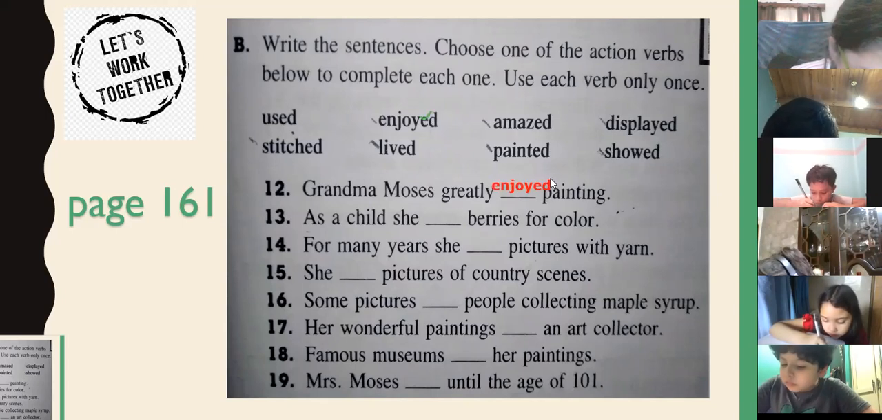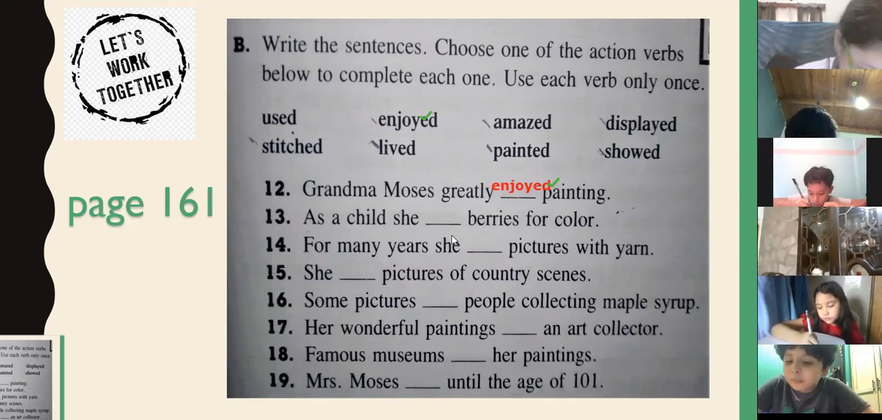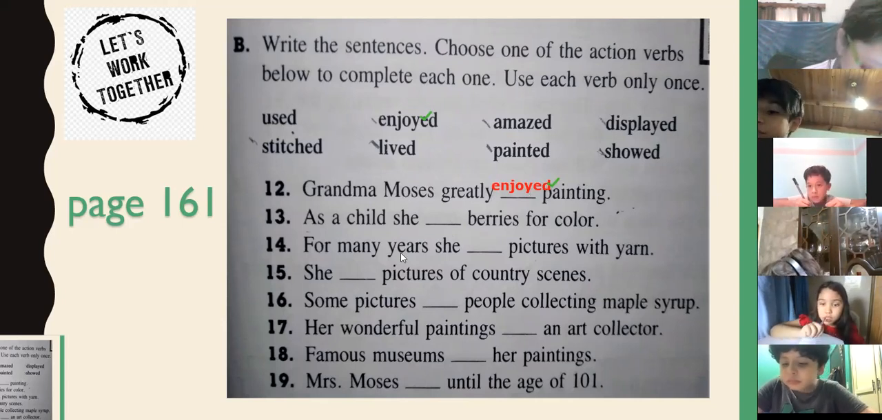We use this word. In this way, we're going to do it. As Khaled says, Grandma really enjoyed painting. That is the answer, so we put a check, because that is the answer.